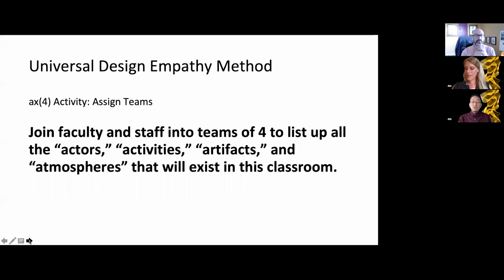So, as I mentioned, you assign teams. So I would say, get together with several faculty and staff, and you join together in teams of 4. Teams of 4 are really great for this type of activity. And then you engage each of the teams to list up all of the actors, all of the activities, all of the artifacts, and the types of atmosphere that will exist in this kind of a classroom. So in essence, what they're doing is they're designing a classroom with the perspective of looking at a variety of different abilities.